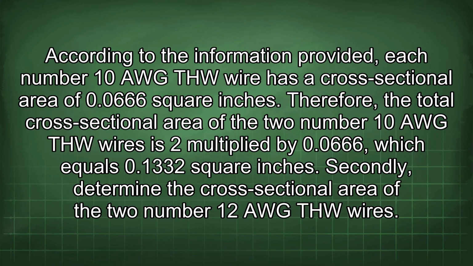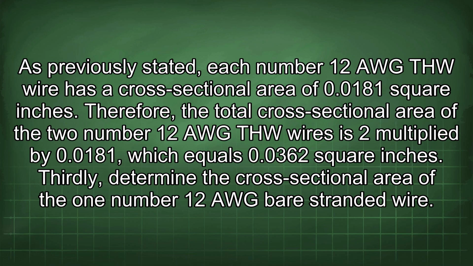Secondly, determine the cross-sectional area of the two number 12 AWG THW wires. As previously stated, each number 12 AWG THW wire has a cross-sectional area of 0.181 square inches. Therefore, the total cross-sectional area of the two number 12 AWG THW wires is 2 multiplied by 0.181, which equals 0.362 square inches.